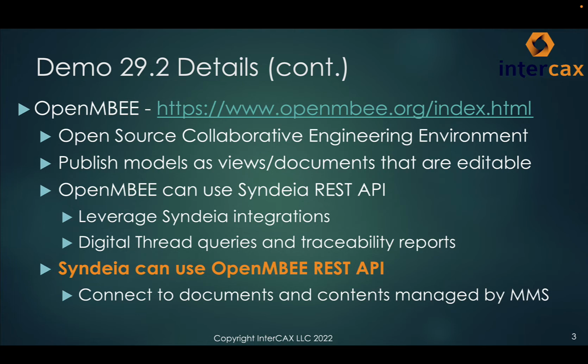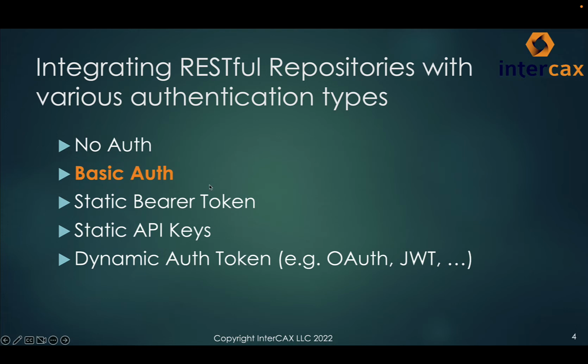In this case, we are going to access OpenMBE, specifically the OpenMBE REST API, from within Syndeia's web dashboard to be able to connect to an OpenMBE server, to be able to connect to projects on that server, and to access the documents and contents managed by OpenMBE. This approach can be used to then integrate or connect those documents with other artifacts in the digital engineering environment. Specifically, this video is going to cover an example of basic authentication. With that, let's dive into a demo.